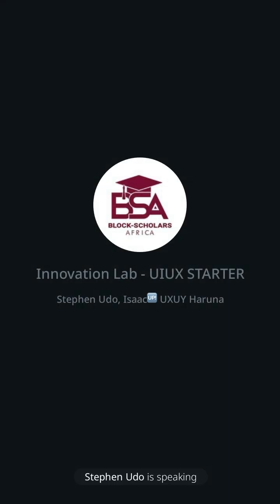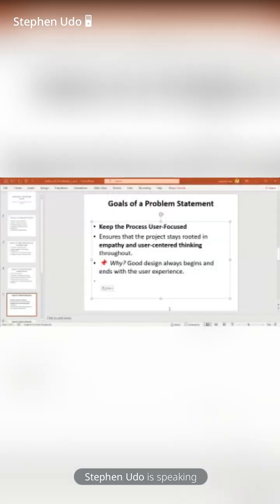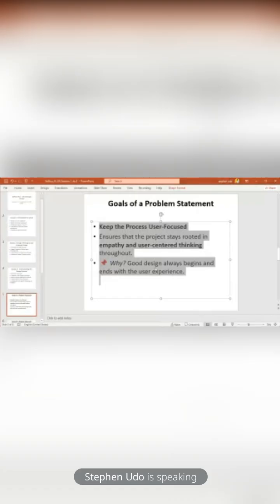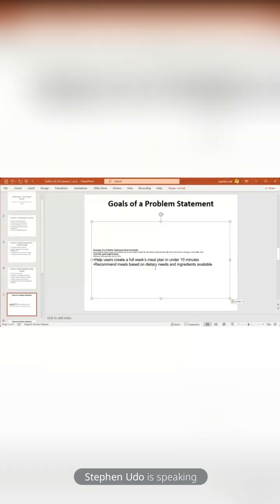So, example of a problem statement. Let's take an example. The last class we did, I used the same example. So I'm going to use it again and explain it better.